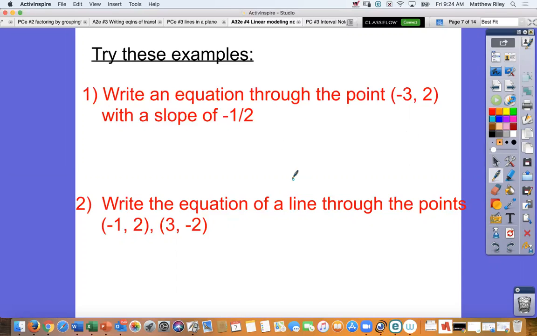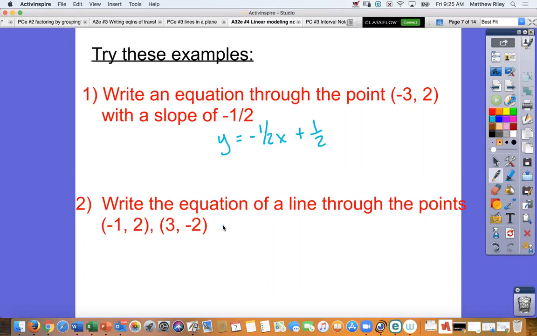Real quick, somebody just read off your answer. What'd you get for number one? Y equals negative 1/2 x plus 1/2. Perfect. Does anybody need to see that? Okay, number two. Somebody else. Give me a different volunteer to read number two.